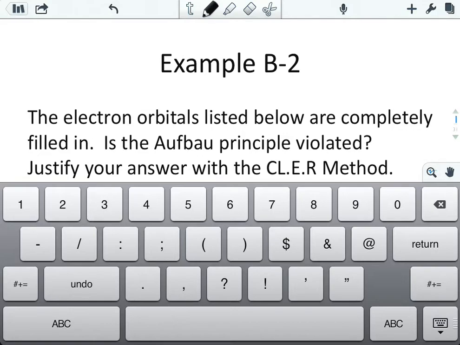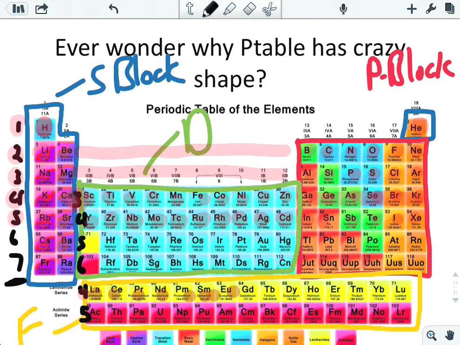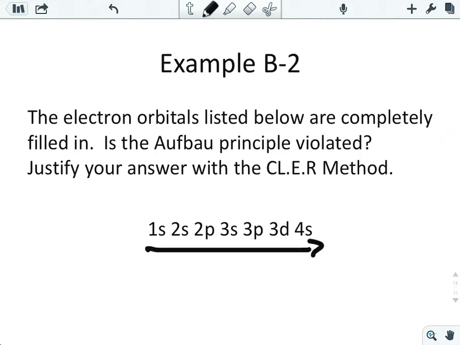Well, if we look at our periodic table, we see that we're supposed to go 1s, and then 2s, 2p, 3s, 3p, and then it should be 4s, and then it should be 3d. So when we're looking at this example, we see that it went 1s, 2s, 2p, 3s, 3p, and then 3d. And that 3d is actually supposed to come after the 4s. So yes, it does violate the Aufbau principle.